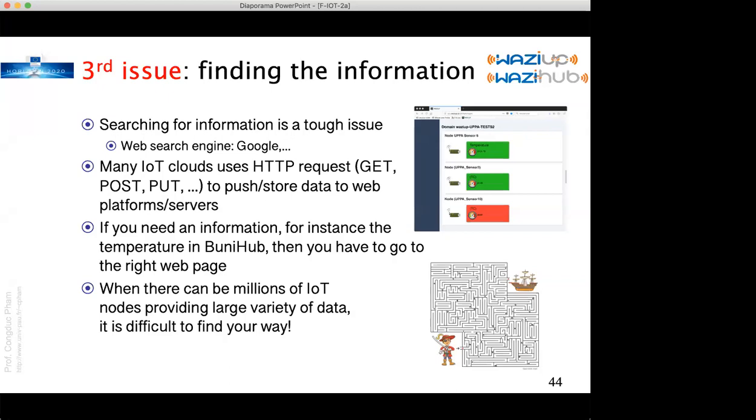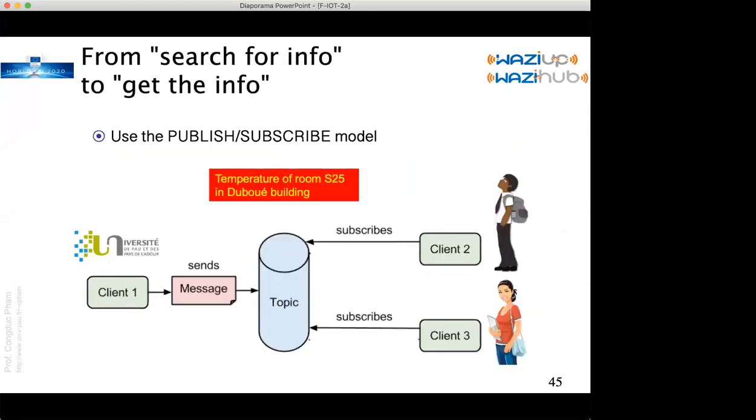So here I want to make you aware of a model where we change from search for information to get information, okay? It's a little bit subtle. The difference is subtle. Search for information or get the information. What does it mean? It means that if you are interested in some kind of information, then you can subscribe to this information, just like you subscribe to some kind of Twitter channel or news, okay? It's the same concept behind this.